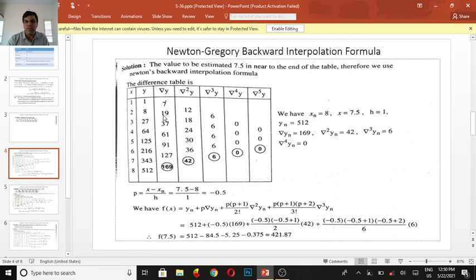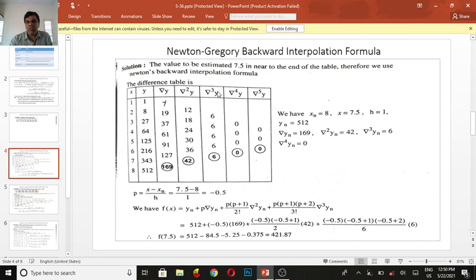Again, take the difference. Del square y naught: 19 minus 7 is 12, 37 minus 19 is 18, 61 minus 37 is 24, 91 minus 61 is 30, 127 minus 91 is 36, 169 minus 127 is 42.